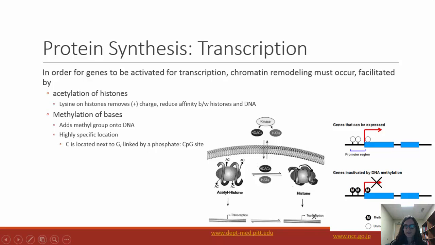So we can see in this little figure here, we have our promoter region, and this starts our transcription. But when we methylate the DNA sequence in a very specific location, then this represses the transcription. So these are just a couple of the methods that can impact activation of the gene for transcription.